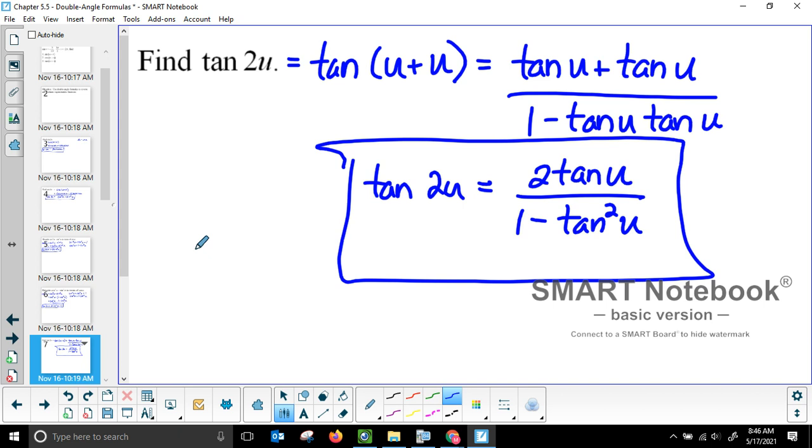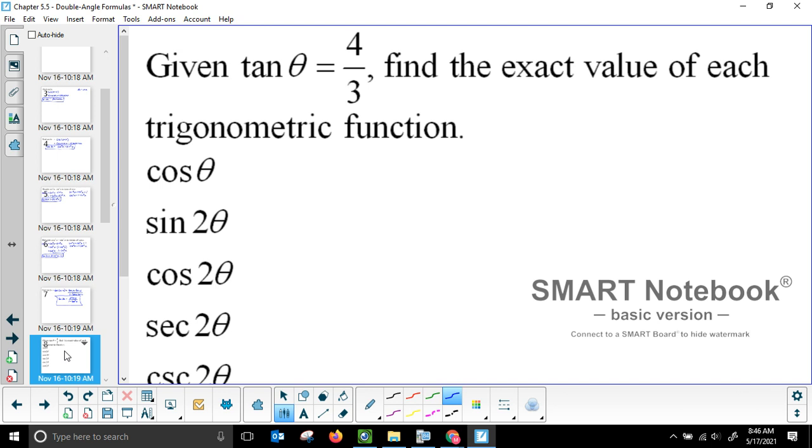All right, so let's go ahead and put these into action a little bit. Given that tangent of theta is equal to 4/3, find the exact value of each trigonometric function. Okay, so it doesn't really tell us what quadrant we're in here. We know that we have to be in either the first or the third because tangent is positive. We'll just assume that we're in the first to make life easy.